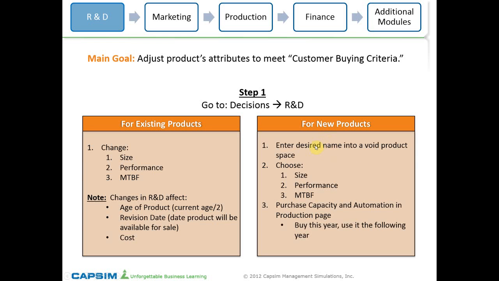Okay, if you want to introduce a new product, make sure you do it this way, right? Enter a desired name. It needs to have the same first letter as your other products. So if you're Andrews, they begin with A, for example. You choose that. You purchase capacity and automation in the production page. You've got to buy it 1 year and use it the following year. Okay, again, that's really important. You might do these things, and if you forget to buy the production, then you're going to be goofed up for a year. Okay, so make sure you follow these steps.